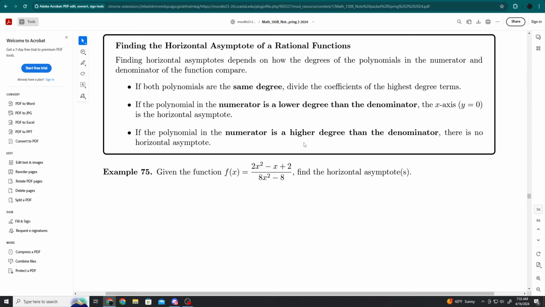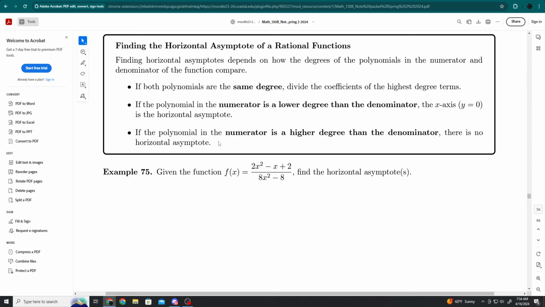In case 3, what if the top is larger? What if the numerator is higher degree than the denominator? Then there's technically no horizontal asymptote. This creates what's called a slant asymptote. Instead of being horizontal, the asymptote turns on an angle, which is kind of weird. We're not going to get into too much detail on that, but there's still an asymptote being provided. It's just not horizontal, so we're going to say no horizontal asymptote.